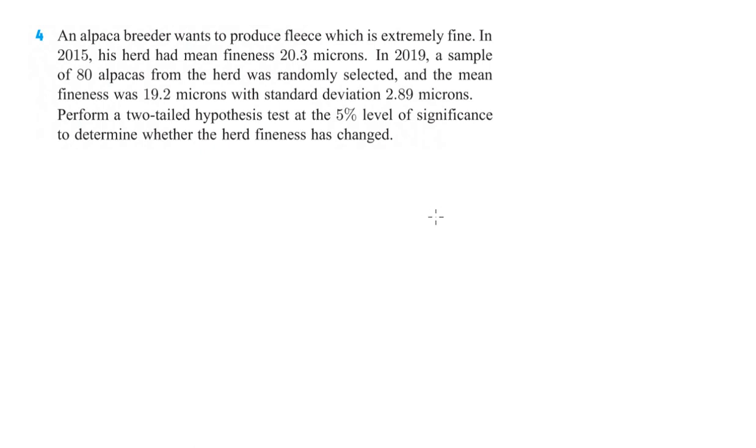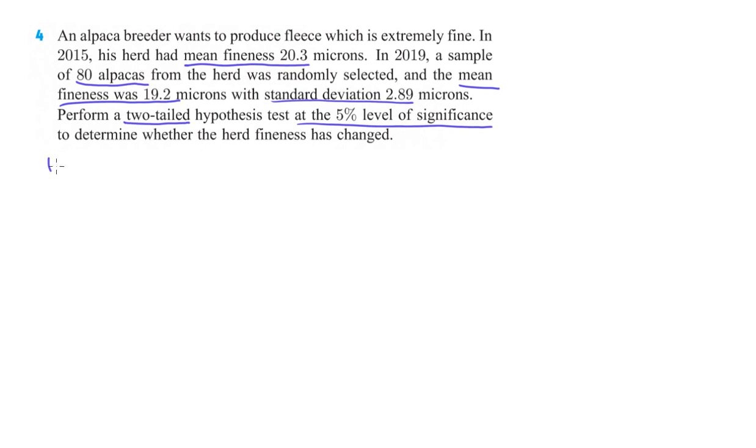I'm going to take you through one of the problems on the 16B Part 1 assignment. We're going to take a look here at number 4. An alpaca breeder wants to produce fleece which is extremely fine. In 2015, his herd mean fineness was 20.3 microns. In 2019, a sample of 80 alpacas from the herd was randomly selected, and the mean fineness was 19.2 microns, with a standard deviation of 2.89 microns. Perform a two-tailed hypothesis test at the 5% level of significance. Determine whether the herd fineness has changed.